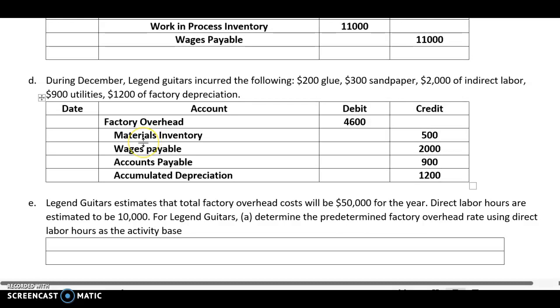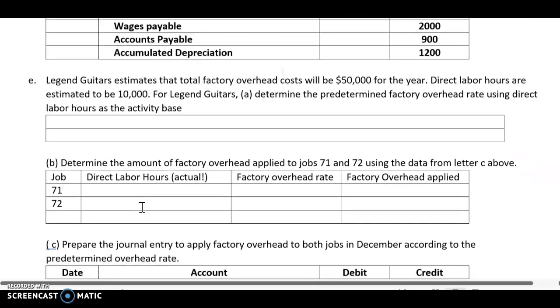Accumulated depreciation would have gone to depreciation expense, and credit accumulated depreciation, but instead of depreciation expense, we're doing it into factory overhead. So all of these items would have been expense before, but because they're in the factory and we're going to capitalize them and place them into a job, they're all going to go into factory overhead. So that's what your entry would look like. All right, let's look at E.